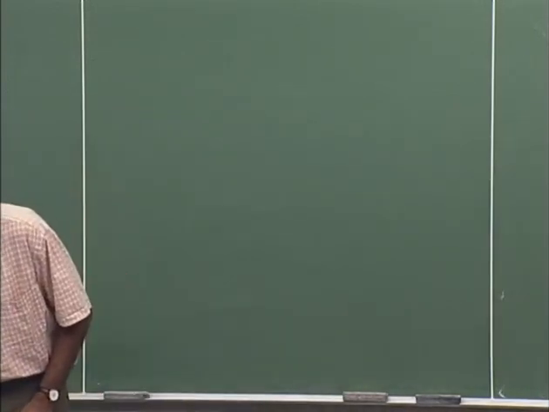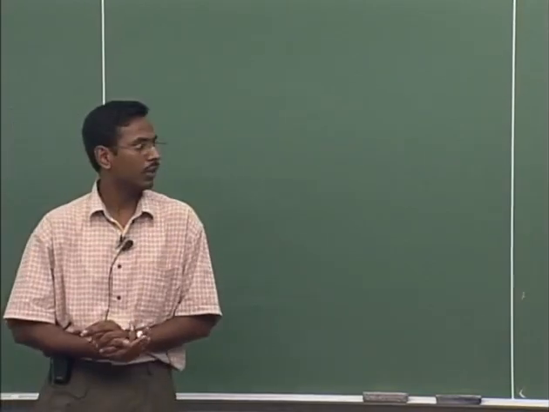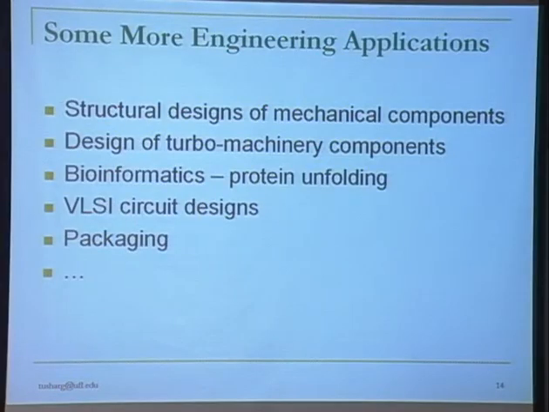So I have shown one example on bicycle design, but there are a lot of applications of multi-objective GA in mechanical components like gear design, turbomachinery like injector design, and bioinformatics for protein unfolding. People have used this in VLSI circuit designs, electronic packaging problems, and traveling salesman problems also. There are a lot of applications actually.